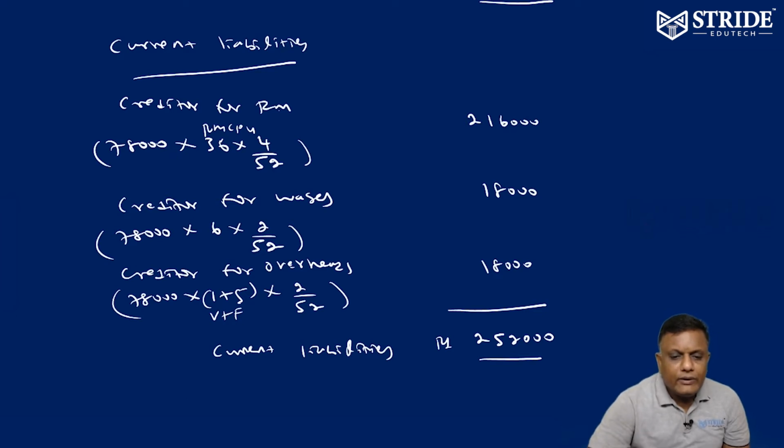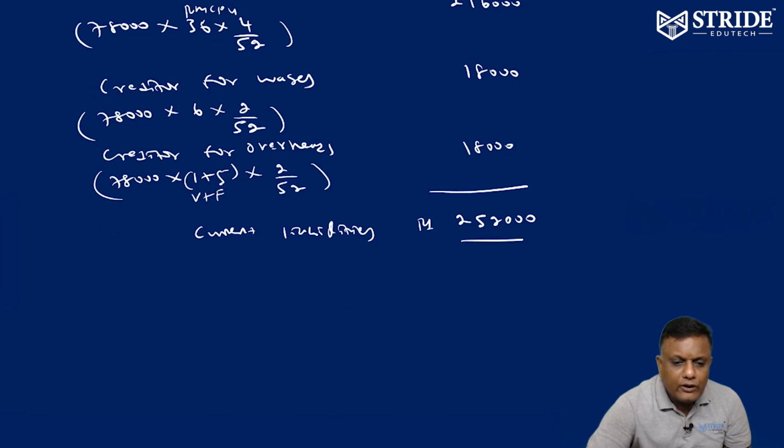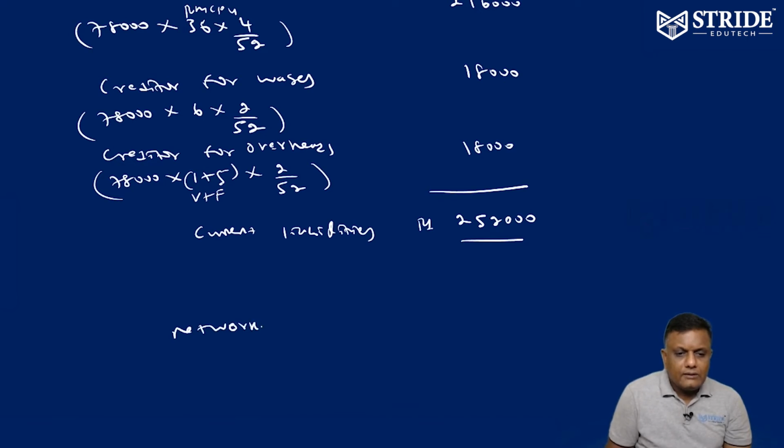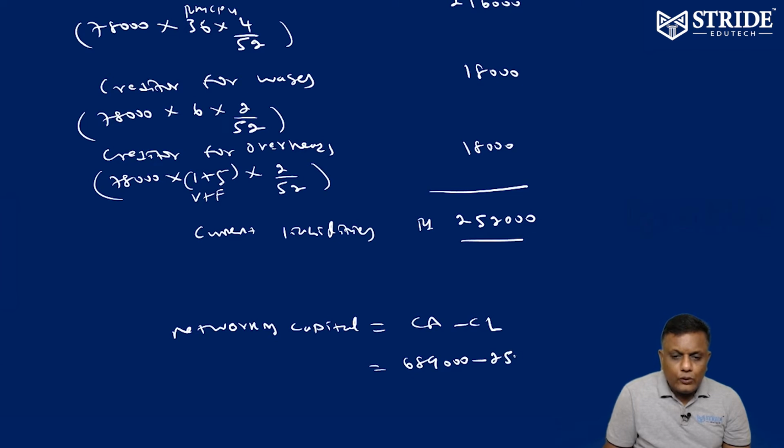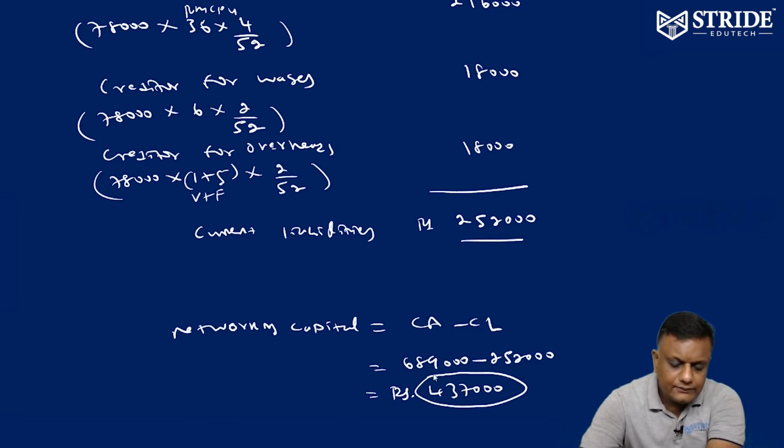Finally, net working capital requirement. Net working capital is equivalent to current asset minus current liability. So current asset 6,89,000, current liability 2,52,000. So net working capital requirement is 4,37,000. This is the working capital requirement of the company. That's it.